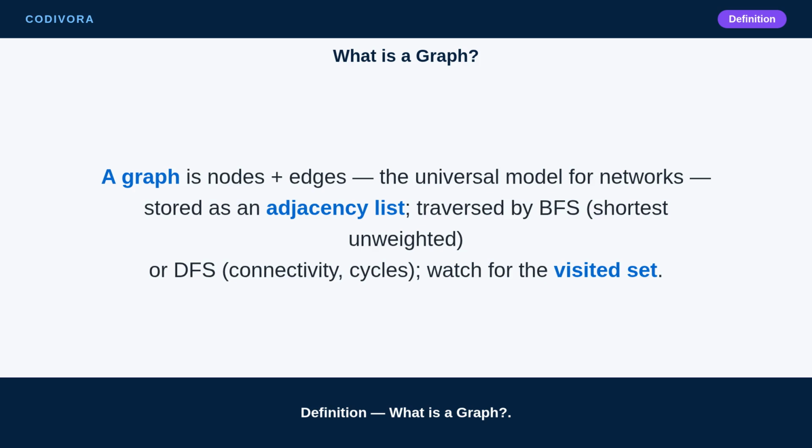Definition first. A graph is just nodes connected by edges. The universal model for anything networked, friends, roads, dependencies. In interviews, you store it as an adjacency list, a map from node to neighbors, and you traverse with BFS for shortest paths in unweighted graphs, or DFS for connectivity in cycles. And unlike trees, graphs have cycles, so you always carry a visited set.